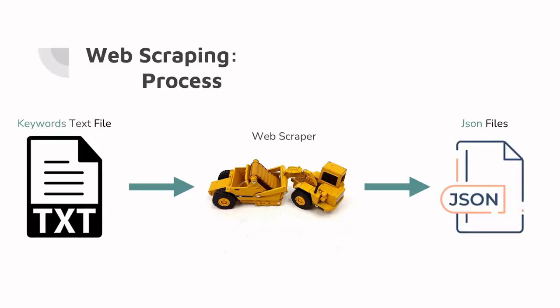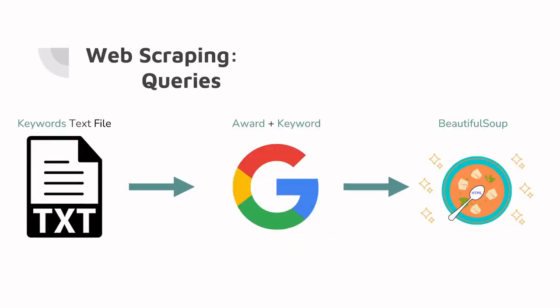We take the keywords text file, we give it to the scraper, and we get JSON files from the scraping. The text file is divided into its actual file path, award term, and then we go through every line in the file and use that as the keyword and loop through all of them, pulling queries from Google, and then using Beautiful Soup to pull that HTML and parse it.